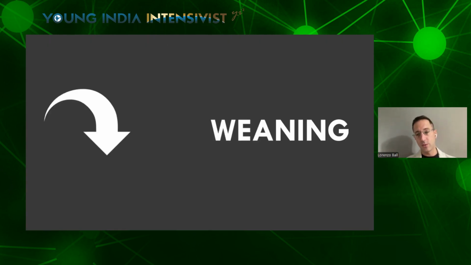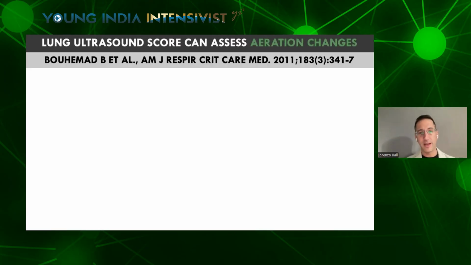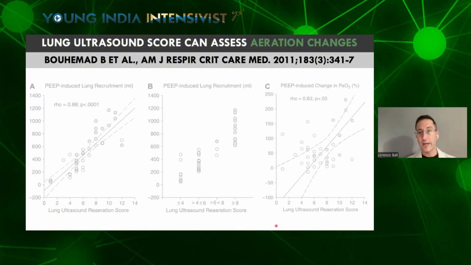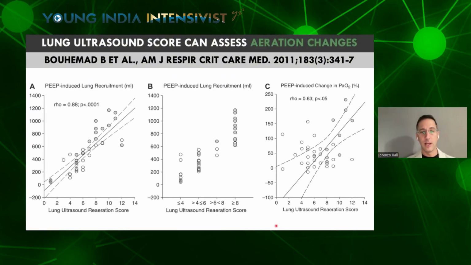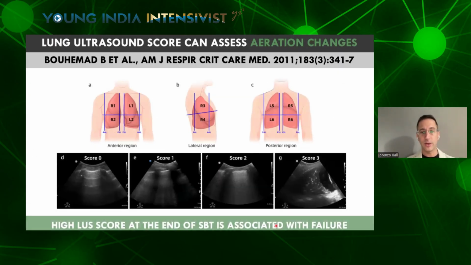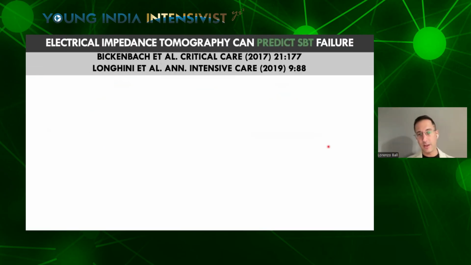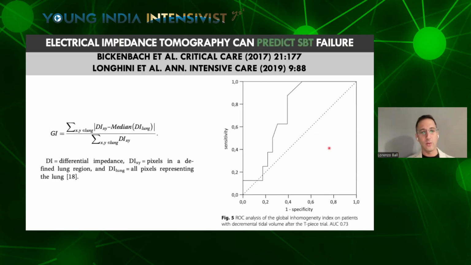Two words about weaning. If we think about weaning, we think about the terminal phase of mechanical ventilation. We have already seen that lung ultrasound can estimate the aeration and the changes in aeration at the bedside. And concerning weaning, we have to remember that patients that have a high lung ultrasound score at the beginning and at the end of a spontaneous breathing trial are those at higher risk of failing the extubation attempt. This can also be seen more precisely with EIT.